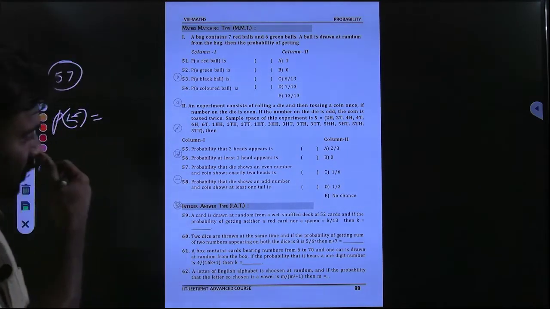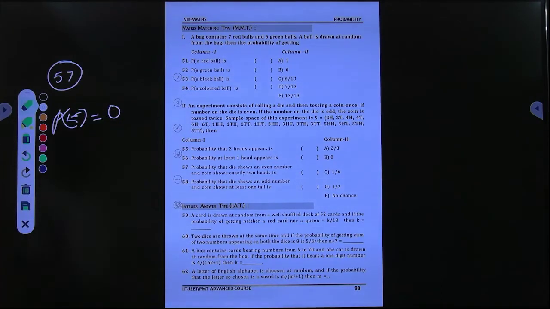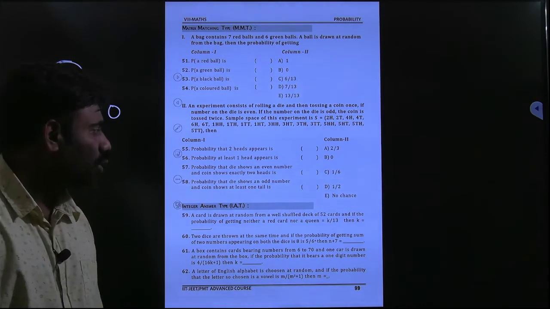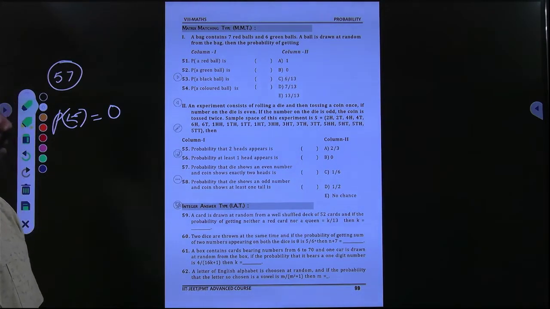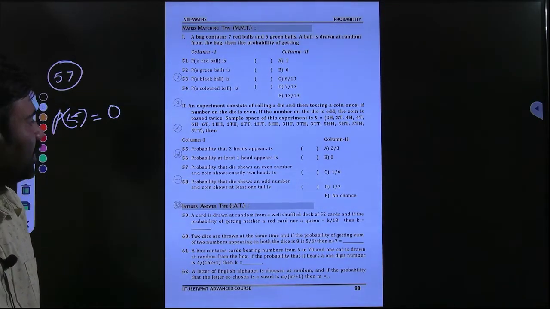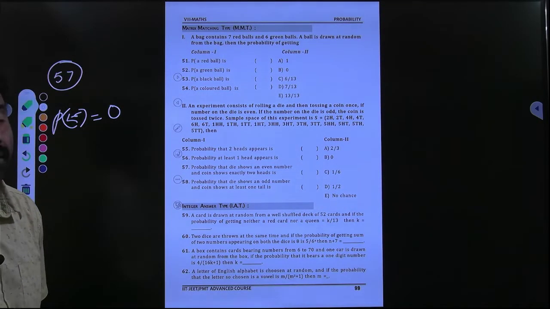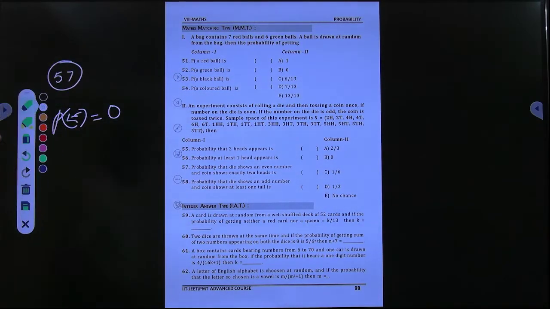The probability of an impossible event is 0. The required answer is 0, and no chance. Option E is also correct. There is no chance to get an even number with the combination of 2 heads. So option B and option E are correct. Next, question number 58.